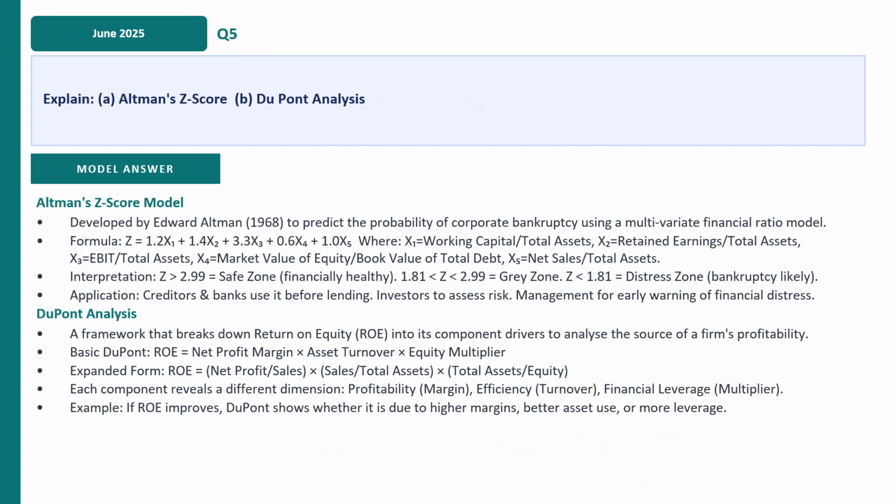Now an advanced topic: Altman Z-score and DuPont analysis. Z-score predicts financial distress using multiple ratios, while DuPont breaks down return on equity into profit margin, asset turnover, and financial leverage. These are very important for conceptual clarity and analytical answers.